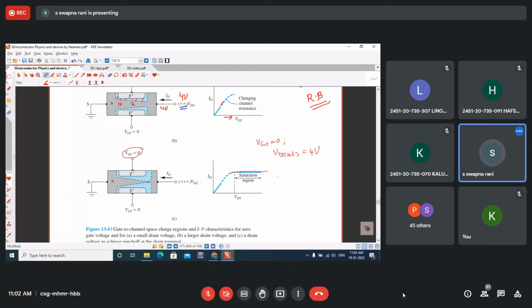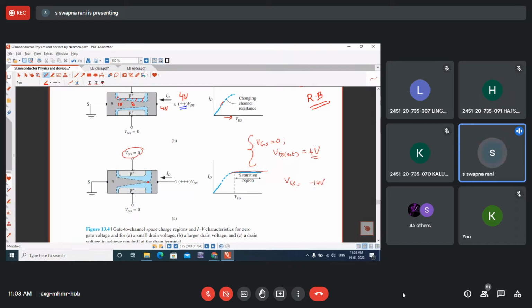Now, suppose I have given VGS minus 1 volt. Listen carefully. When VGS equal to 0, if there is no gate voltage, it required 4 volts for pinch off to occur. That is where the wedge-shaped depletion regions will merge. So at 4 volts, this condition has occurred.